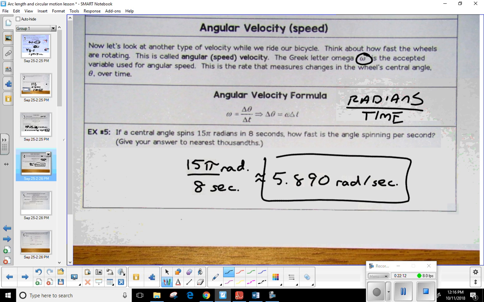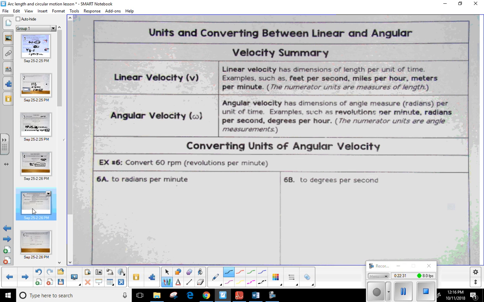Now, you remember in one full revolution, how many radians is that? It's 2 pi, right? So 6.28. So in this particular example, the 5.89 is very close to 6.28. So this is almost getting a full revolution every second. Let's sum everything up real quick.